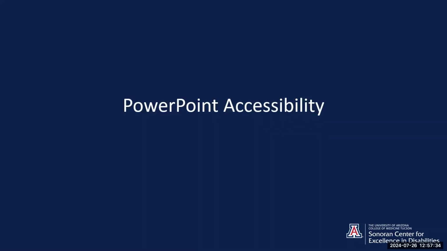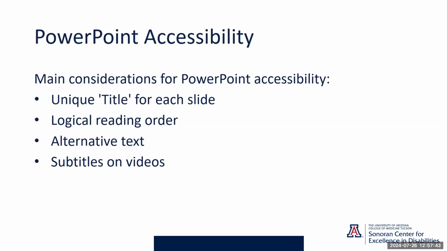The last document type we will touch on today is PowerPoint. There is some nuance with these, but they're generally a lot easier than PDFs. The main considerations for PowerPoint accessibility include a unique title for each slide, logical reading order, alternative text. This is a big one for decks. The most issues I see with PowerPoint decks have to do with hundreds of images that don't have alternative text. And then make sure you include subtitles on embedded videos.